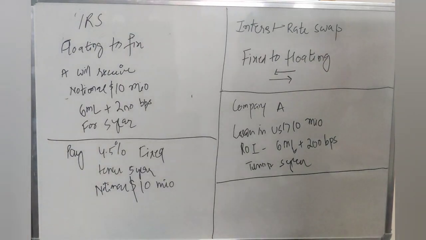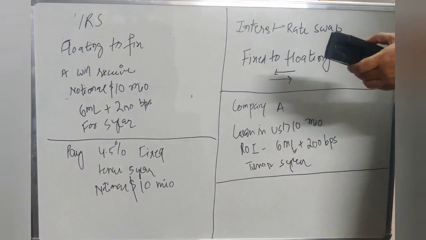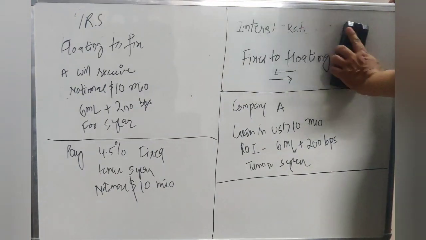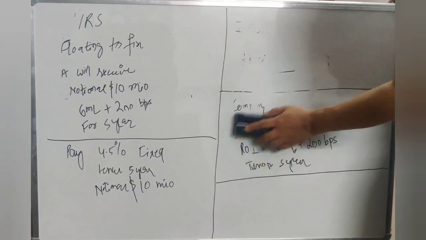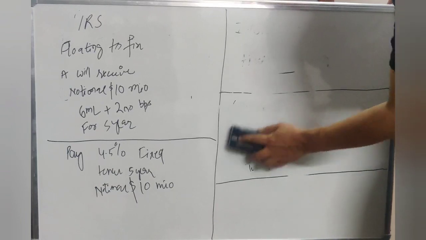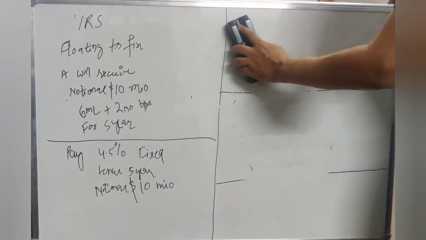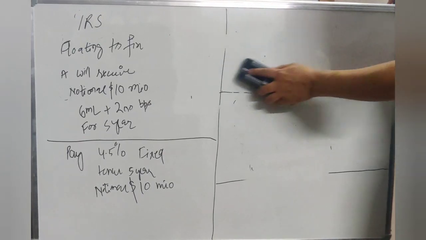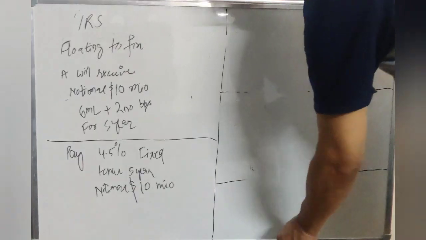Similarly, if the company has fixed rate liabilities and they think that interest rates might go down in the near future, they can do a reverse swap where the company will receive the fixed rate 4.5% and will pay floating rates, and if rates go down, the company will benefit from that swap.